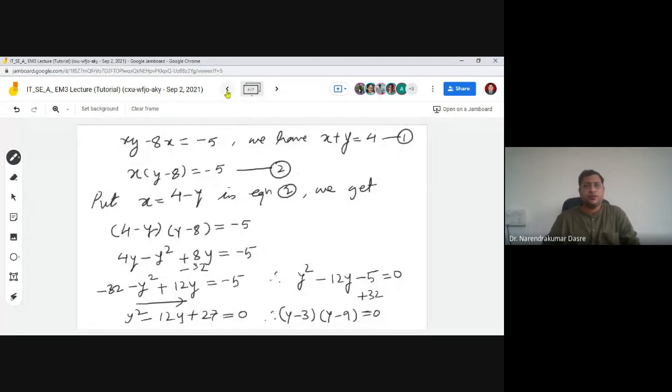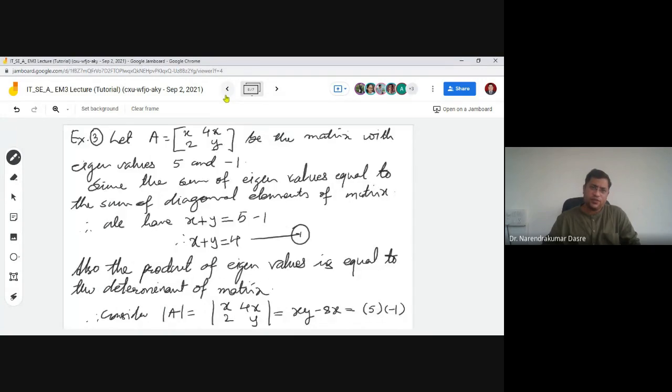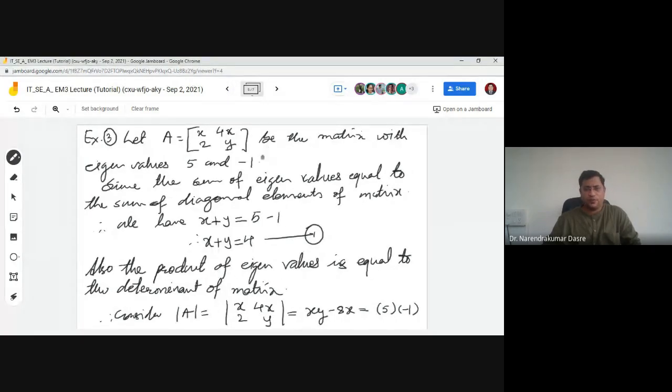So you got the answer for this question now. A simple technique that we have used: the sum of the eigenvalues and the product of the eigenvalues. So is there any doubt in this example? No, sir. Okay, that's good. What about the next question?